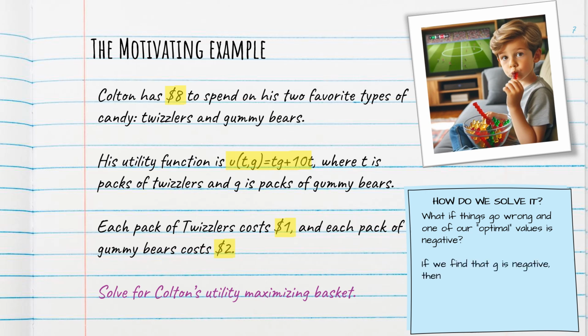If instead we find that G is negative when we use our tangency and budget constraint method, then we're going to conclude that Twizzlers is equal to I over the price of Twizzlers, so he's going to spend all of his available income on Twizzlers, and G is equal to 0. So the conclusion here is, if you engage in a standard utility maximizing process and find that one of your values is negative, you need to reevaluate the question and say that negative value is sending me a signal that that consumer is not going to buy any of that good, and they're going to spend all of their available income on the other good.